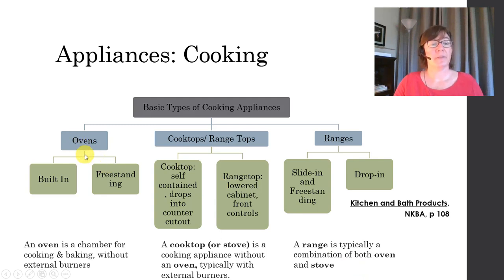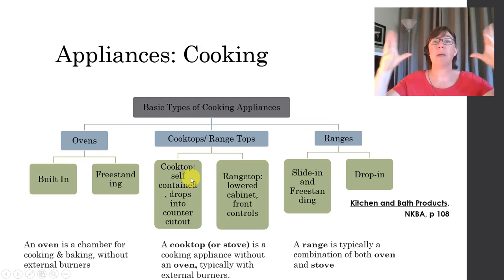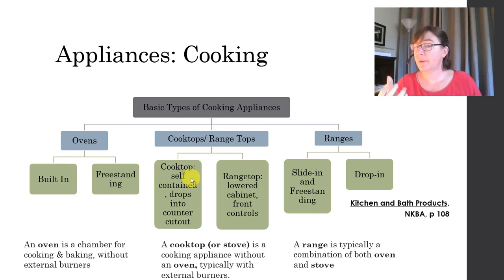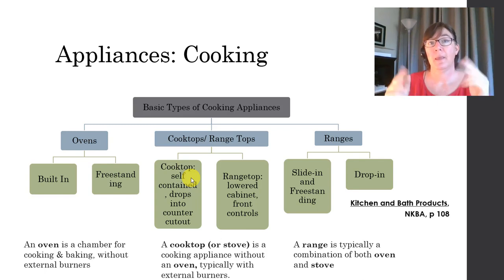When we're talking about ovens, you can have built-in or freestanding ovens. Cooktops, the cooktop is a self-contained unit and it drops into a countertop cutout. The range top, slightly different configuration. It requires a lowered cabinet below it, and it has the controls in the front. We'll take a look at a picture of those. Ranges come in slide-in, freestanding, and drop-in configurations.